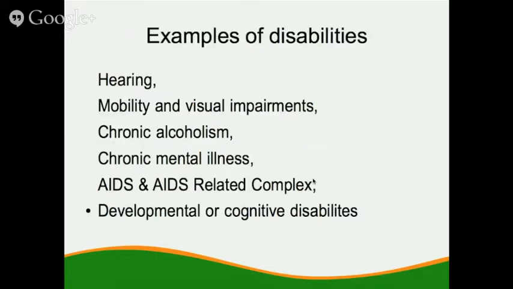So some common examples of disability would include hearing, mobility, or visual impairments. I think those are things that most people would instantly recognize. Somebody who is chair-bound, for example, or somebody who has a visual impairment, somebody who is deaf. Those are all examples of disability. But some other ones would include chronic alcoholism or drug addiction, chronic mental illness, AIDS or AIDS-related complex or the complications that come out of that, or developmental or cognitive disabilities. What would have been and is still in some laws referred to as mental retardation. So those are all examples of disabilities that are protected under the Fair Housing Act.